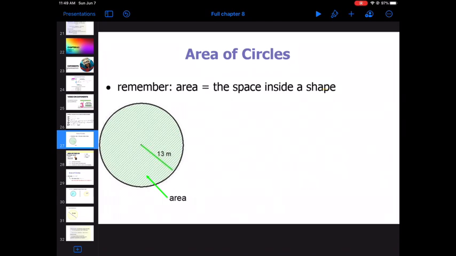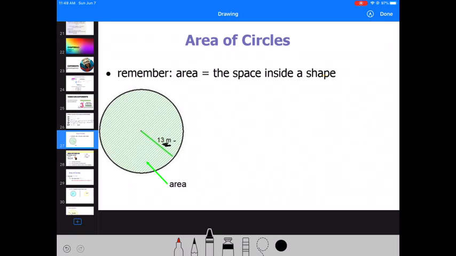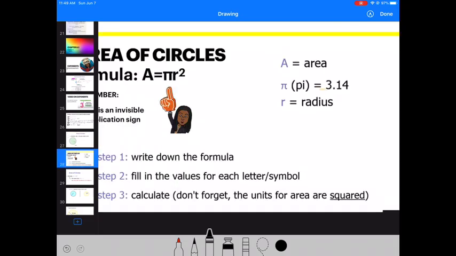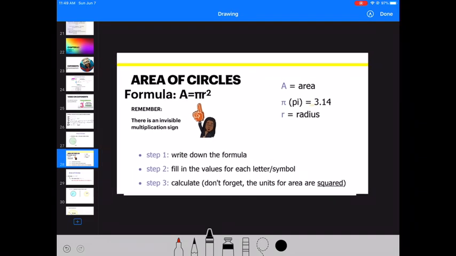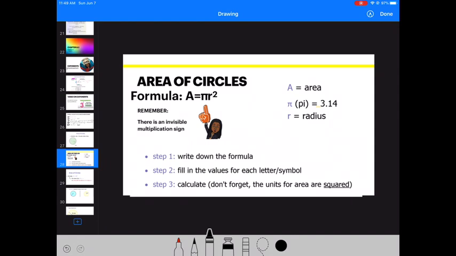Now let's look at the area of a circle. So area, it's the space inside the circle. Right here, this 13 meters, that's our radius, because it starts at the center and it goes to one of the edges. Now, when we're looking at the area of a circle, this is the formula: A equals pi r squared. Pi r squared. So not d squared, but r squared.